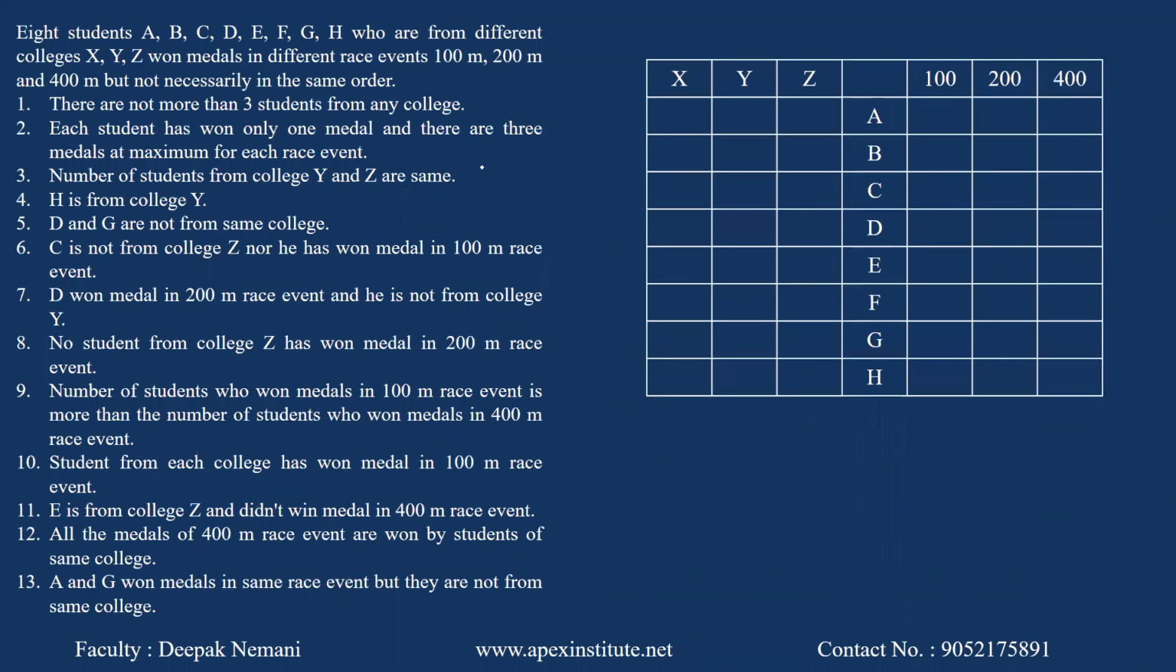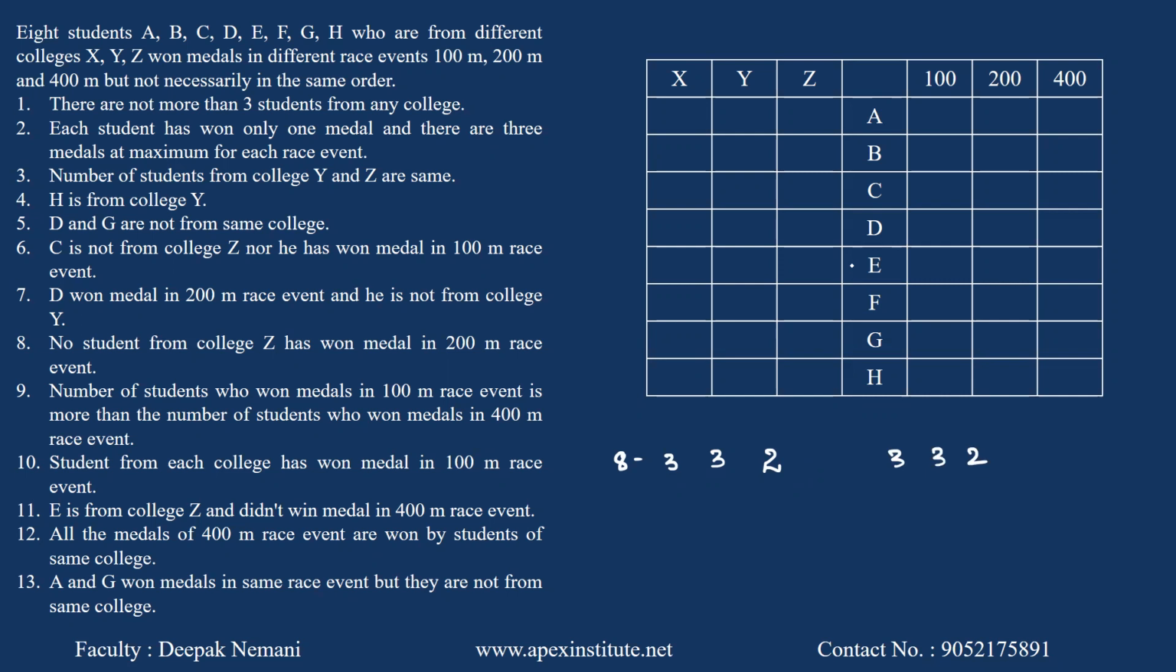So 8 students A, B, C, D, E, F, G, and H, who are from different colleges X, Y, Z, won medals in 3 different races of 100 meters, 200 meters, and 400 meters, but not necessarily in the same order. Now there are not more than 3 students from any college, so you have a total of 8 students. So you'll be having 3, 3, and 2. And each student has won one medal, and there are 3 medals at maximum for each race event. Again, 3, 3, and 2.